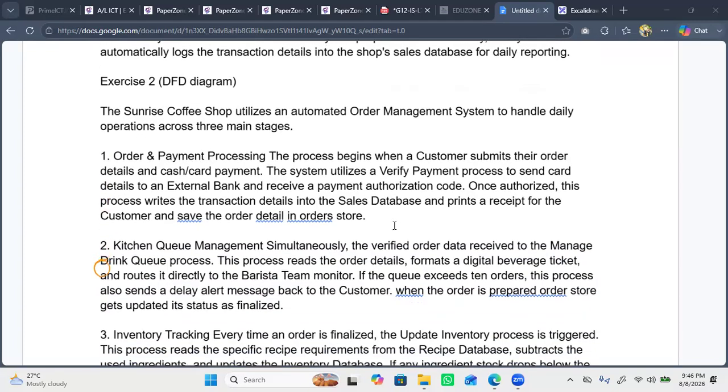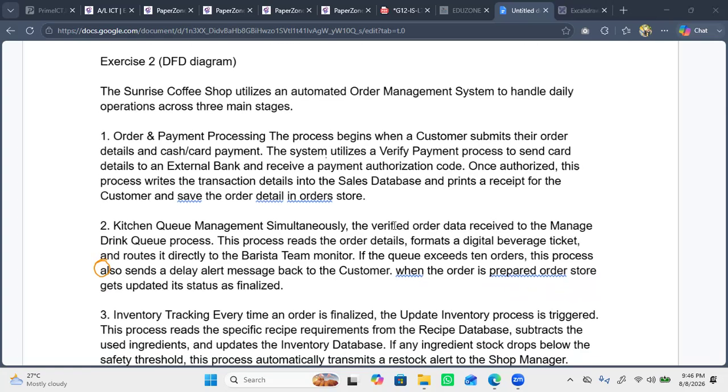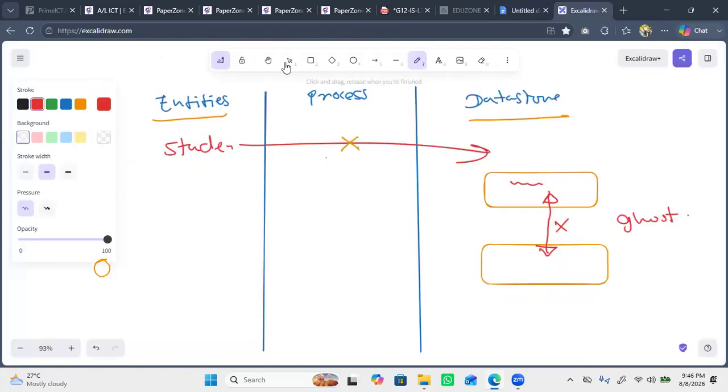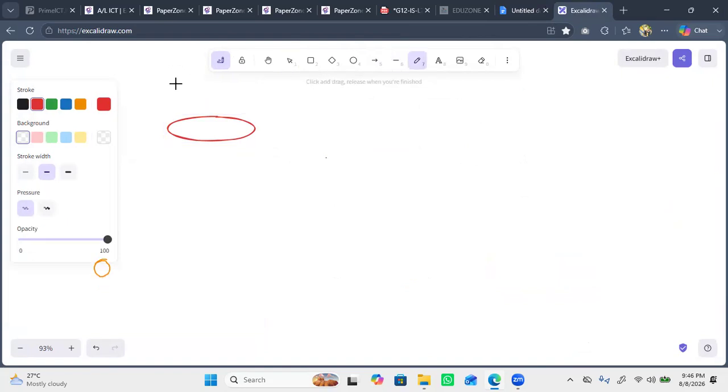Exercise number two, question number one. Order and payment processing. The process begins when a customer submits their order details and cash and card payments. That means we have a customer first, an external entity. Who? Customer. I first write him.